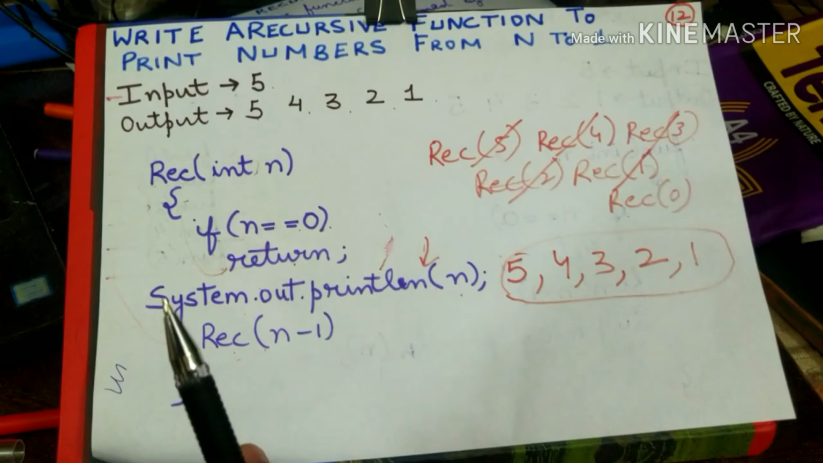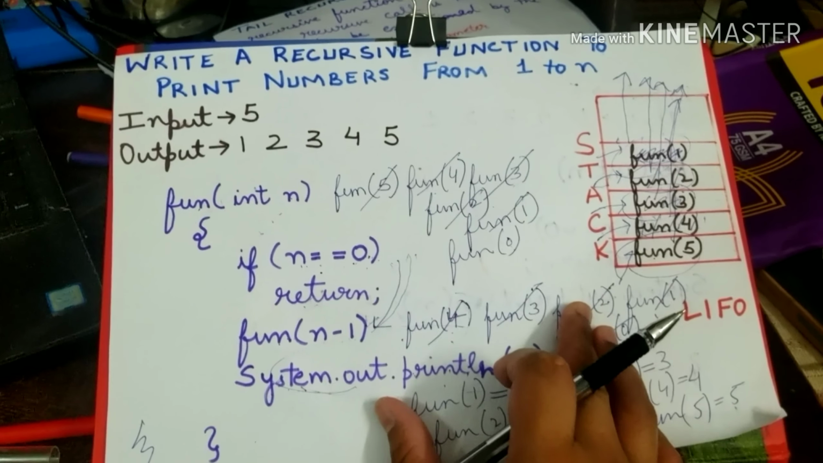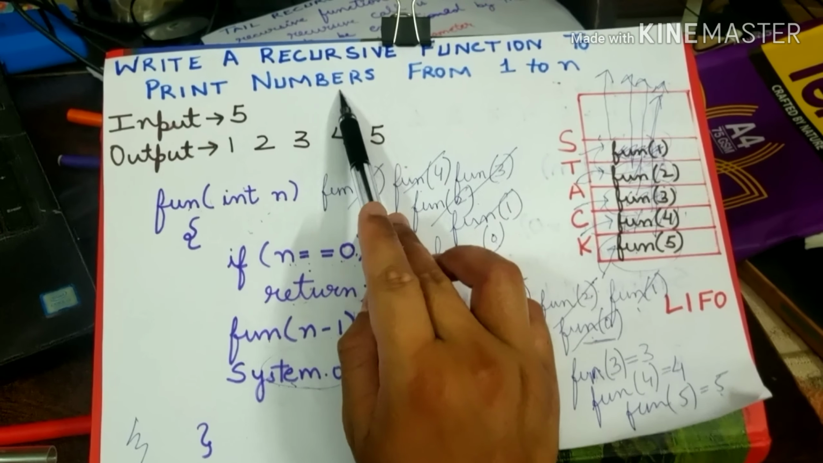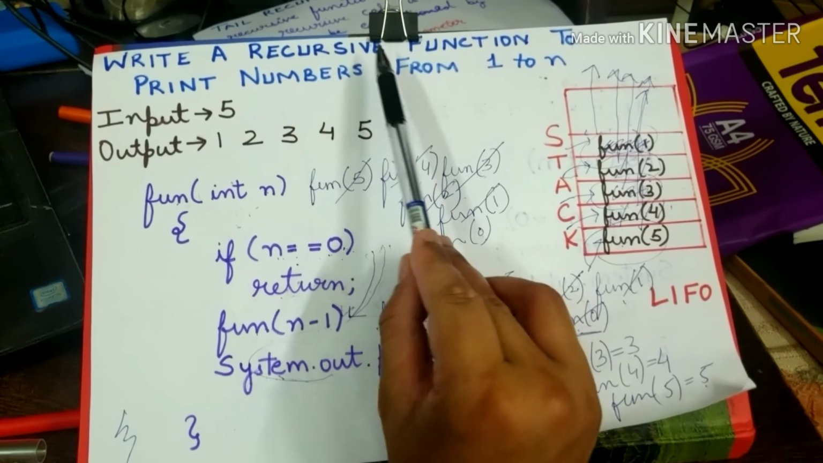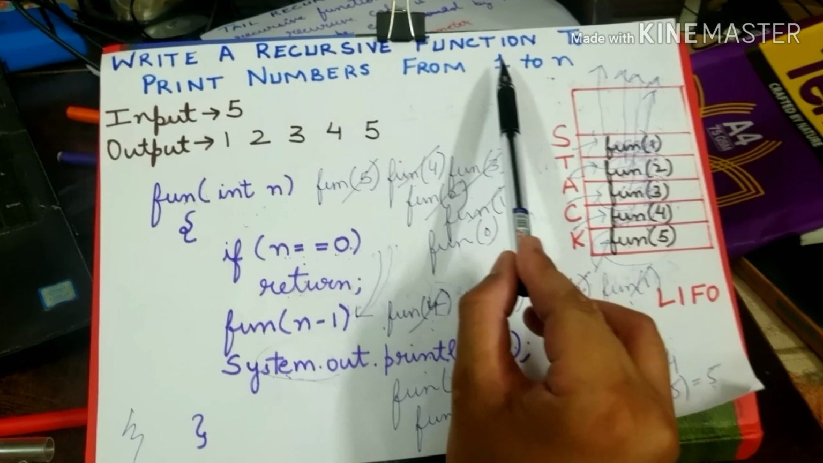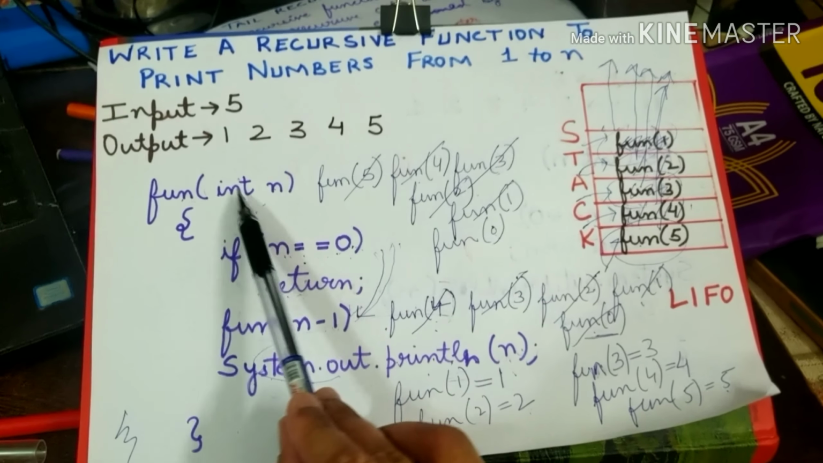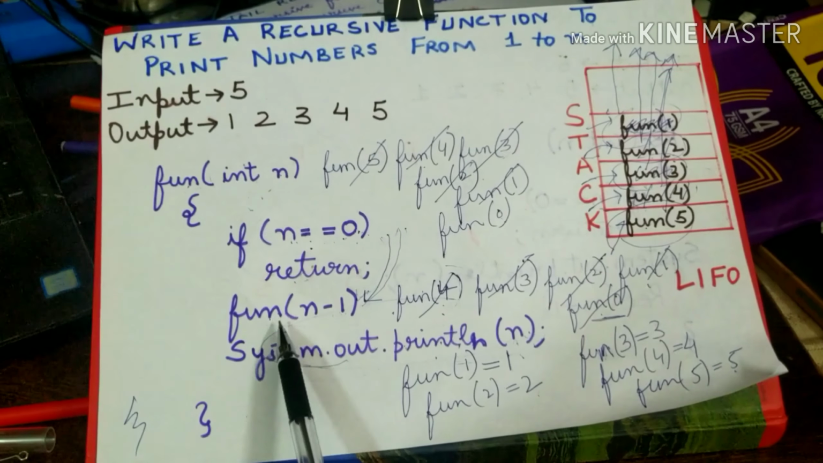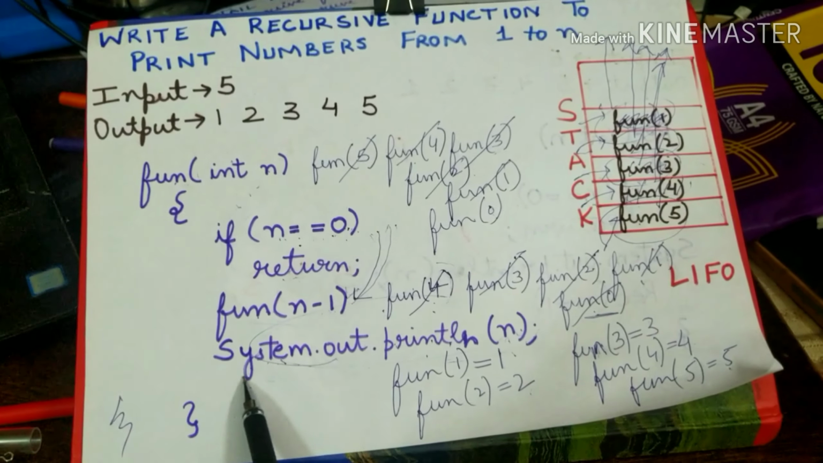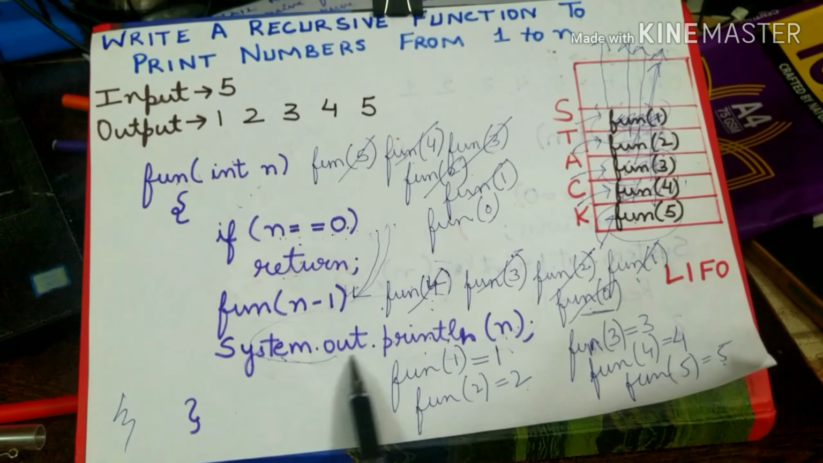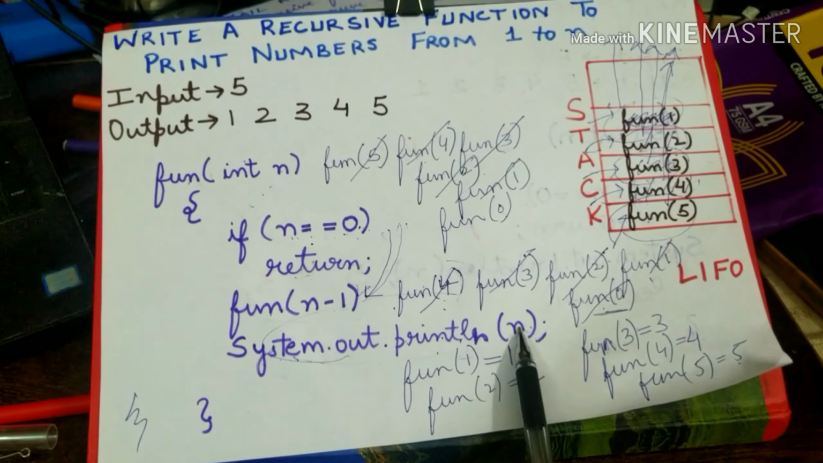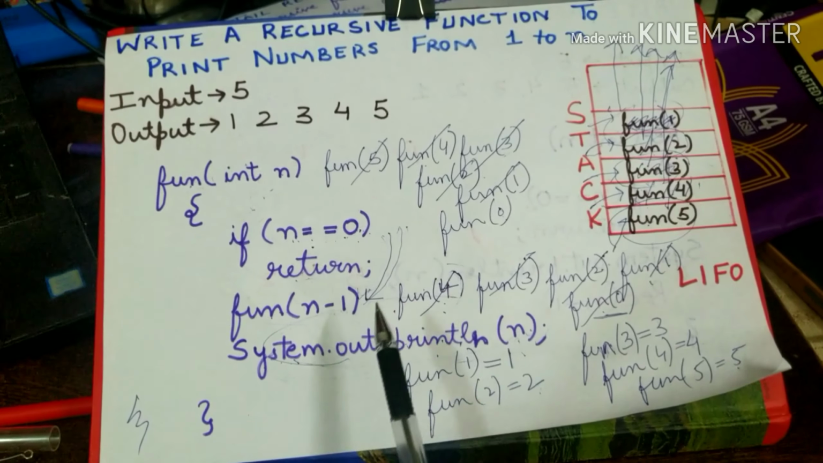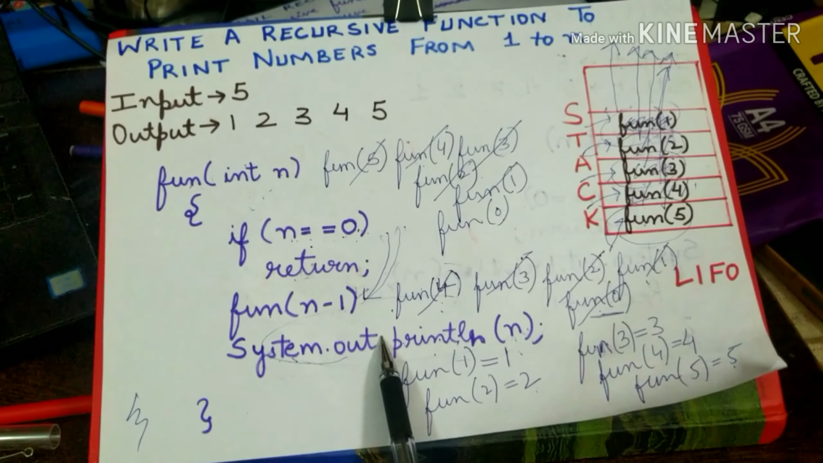Now we will do non-tail recursion. So here comes an example of non-tail recursion, that is, write a recursive function to print numbers from 1 to n. We create a method that is fun with int n, then if n is equal to 0, return. Then we call the method, and the last statement is a print statement. We are printing a number. Since the last thing is not a method call, that's why it is a non-tail recursion.